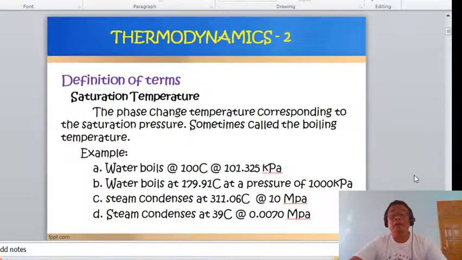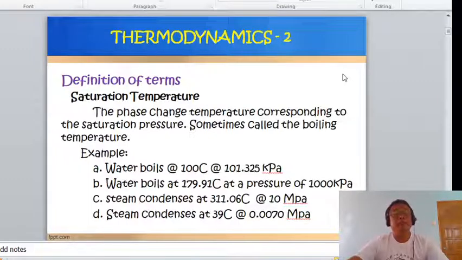Okay, so by the way, let us first define some terms in this topic. So we have here saturation temperature. Saturation temperature is the phase change temperature corresponding to the saturation pressure, sometimes called the boiling temperature. Okay, so let us consider an example.